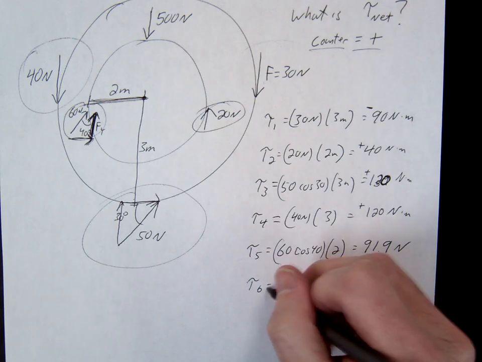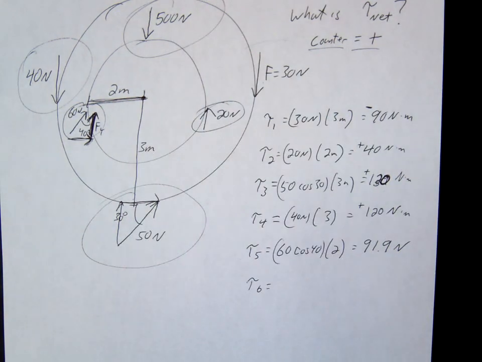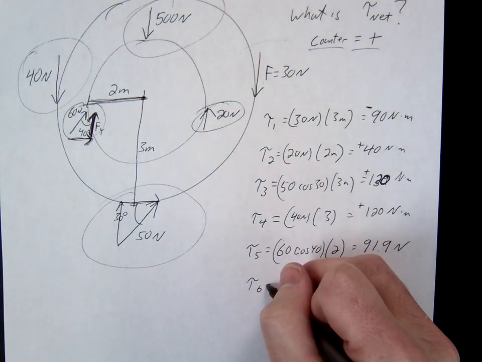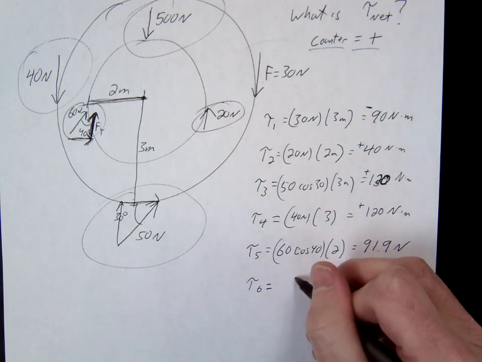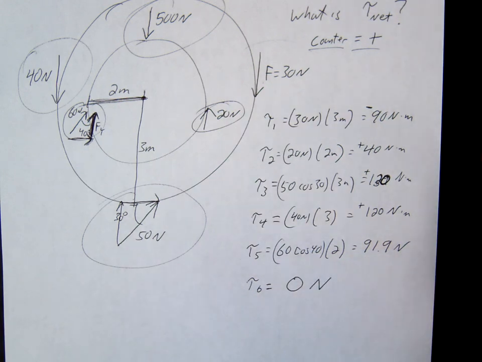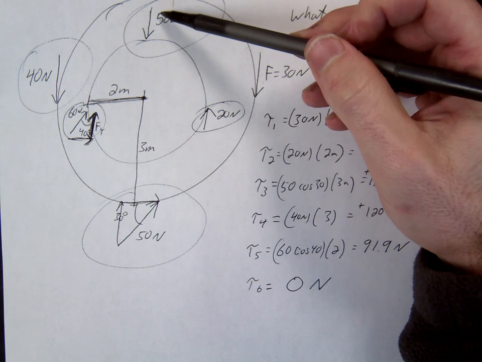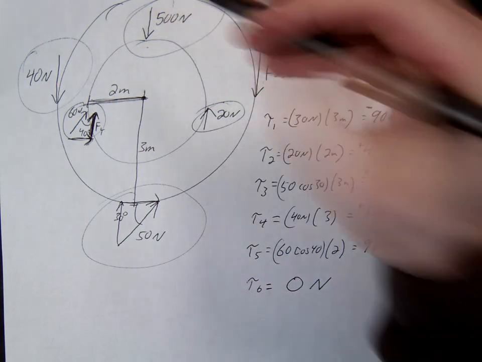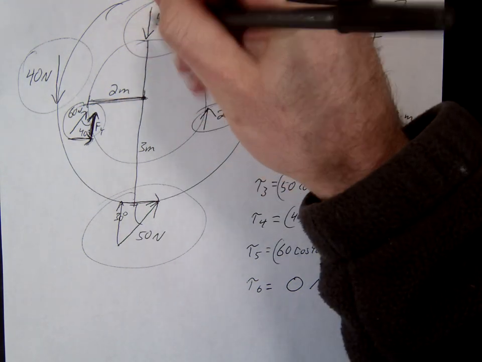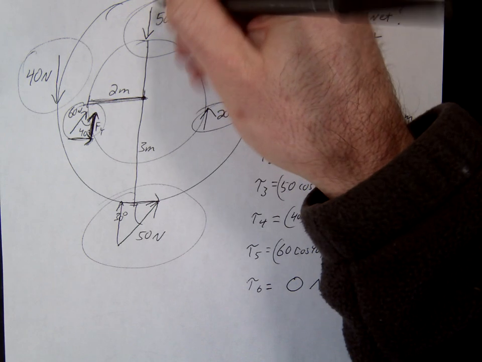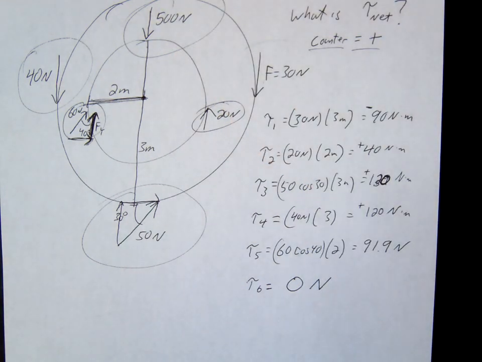Okay, torque 6, we'll call it this guy right here. What's torque 6 going to be? 0. Okay, why is torque 6 0? Because it's parallel. Yeah, radius is here. It's parallel. We're just pushing against the wheel, right? It's not going to move if you push that way.